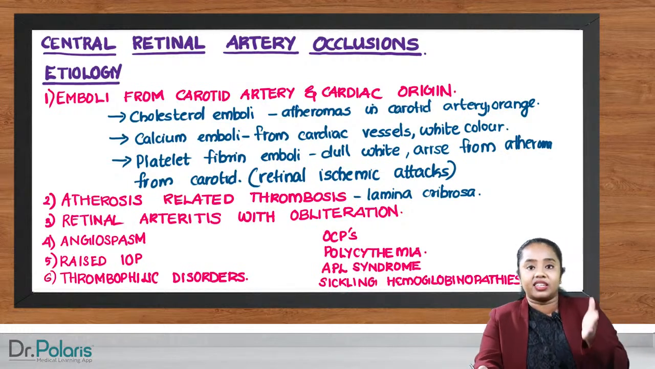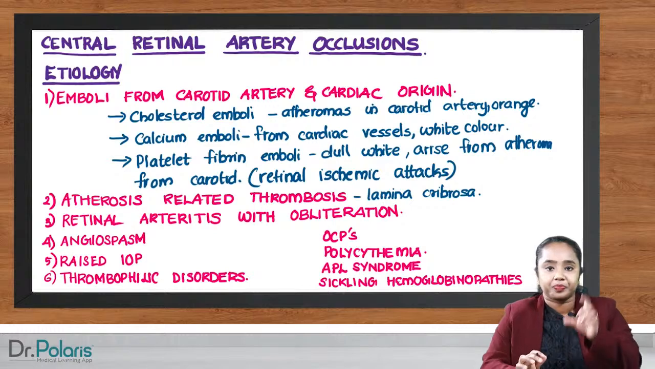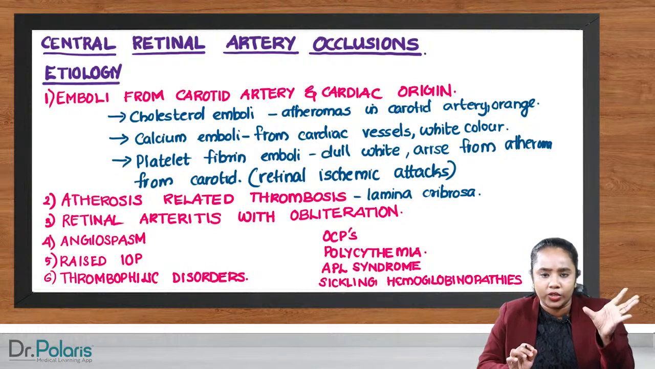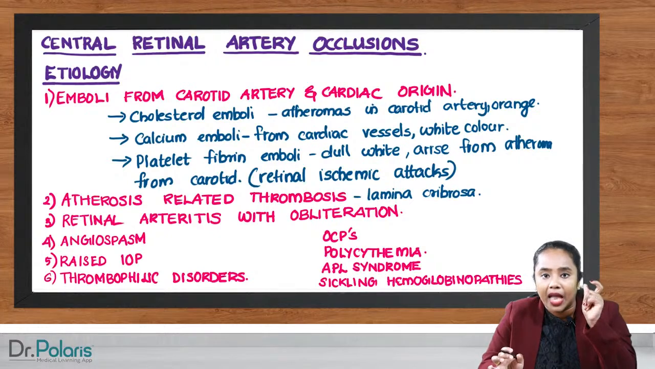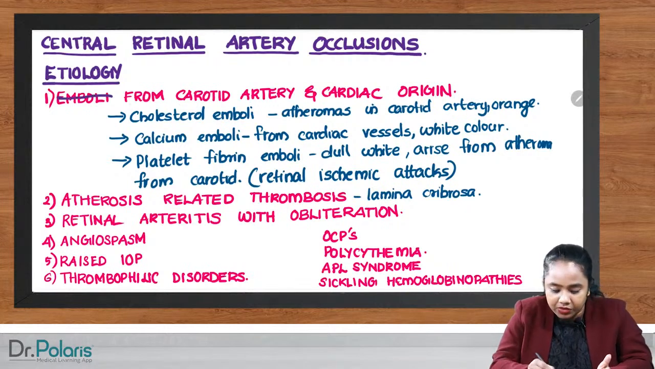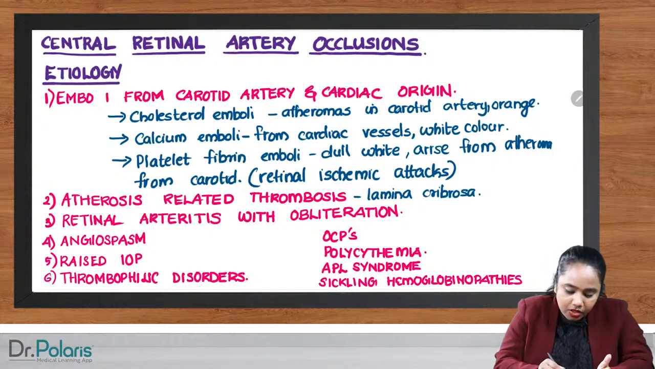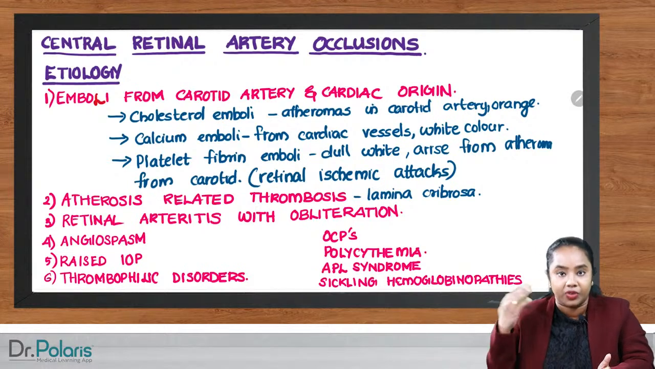So, central retinal artery occlusion. Etiology, the first thing, basically it is an artery that gets occluded. So, how is an artery going to get occluded? There should be some emboli coming there. Now, most of the time in case of central retinal artery occlusion, the emboli usually comes from the carotid artery or the cardiac area, that is from the heart.